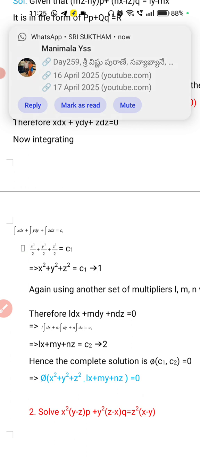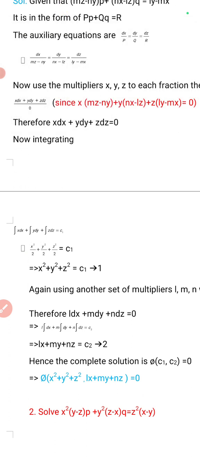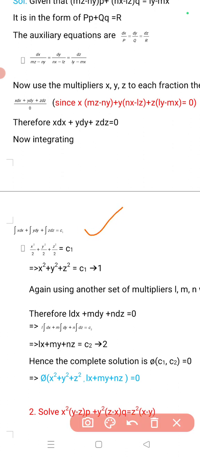Integral x dx + integral y dy + integral z dz = c. Here we can integrate. So what are we getting after integration? What is the formula we have to use? Integral x^n dx = x^(n+1)/(n+1). So what are we getting? x squared by 2 + y squared by 2 + z squared by 2 = c1. If you bring the 2 to the RHS, it will become c1.